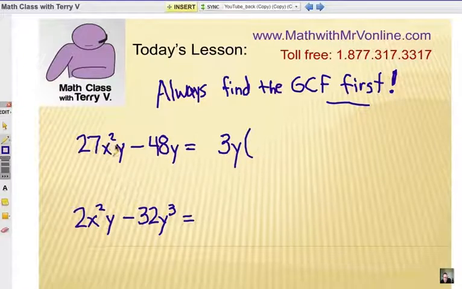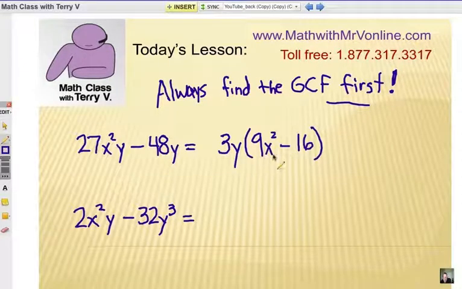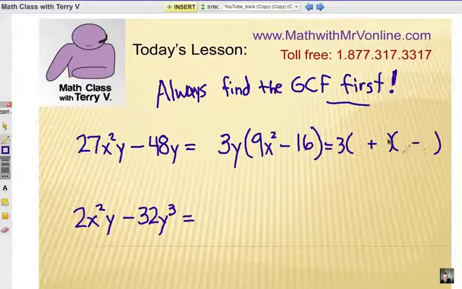If I divide by 3y in each part, that would be 9x squared minus, what's 48 divided by 3? Right, 16. And the y is already factored out. Okay, now look inside this binomial. Yes, you'll recognize the difference of two perfect squares. 9x squared is 3x times 3x, correct? And 16 is 4 times 4. So we're just going to break it down one more step, and we're still going to have our two binomials here. It is a difference of two perfect squares, so we have a plus minus pattern right there. And then I put our square roots in each part, so 3x and 4.